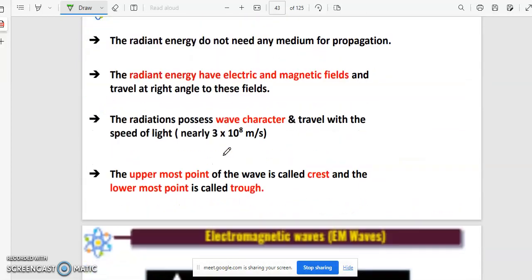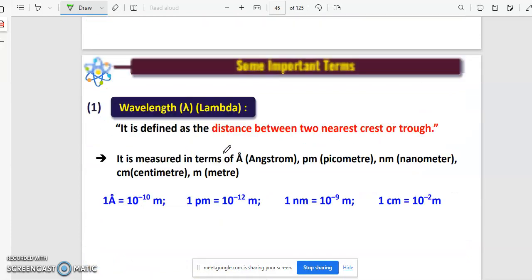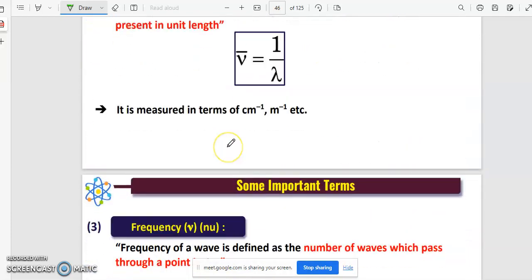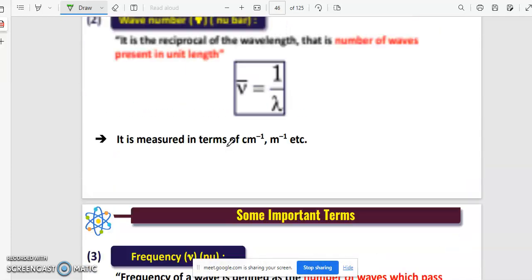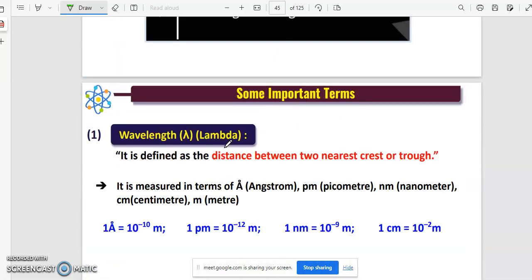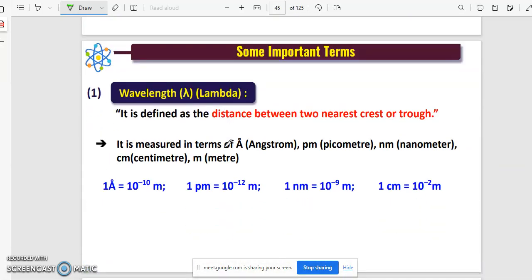Let's move further. As you sent me a topic called electromagnetic waves, we will study that topic. But before that, let's see these terms also. The first term is wavelength. In the electromagnetic wave portion, these terms will come, so firstly these terms should be clear to you. What is the symbol of wavelength? It is denoted by lambda.